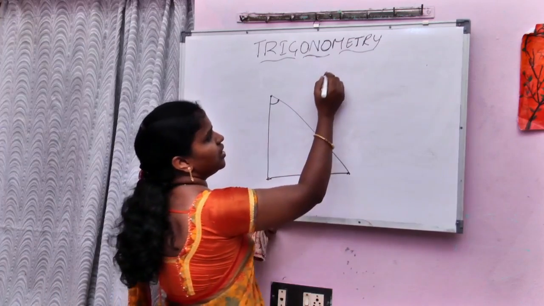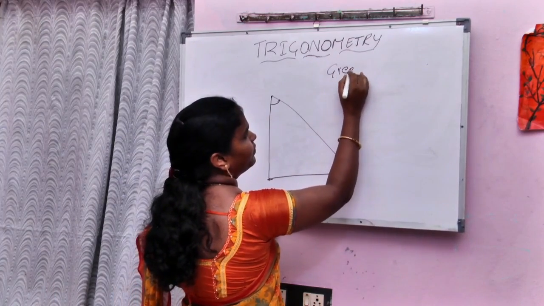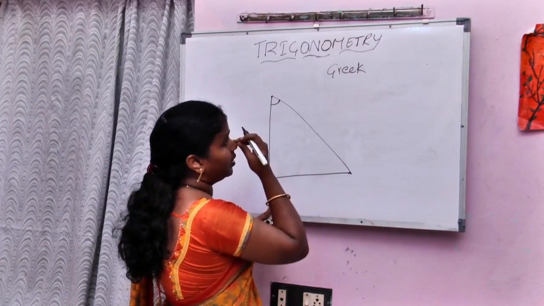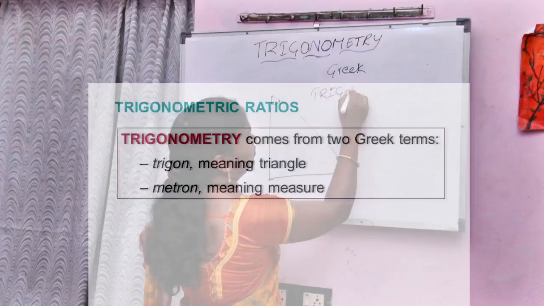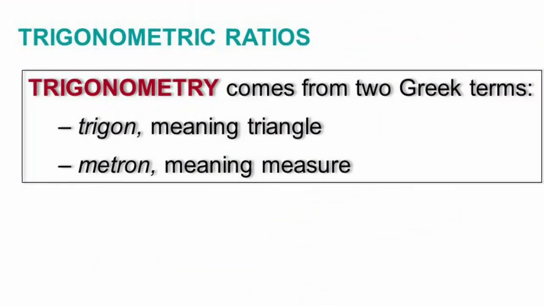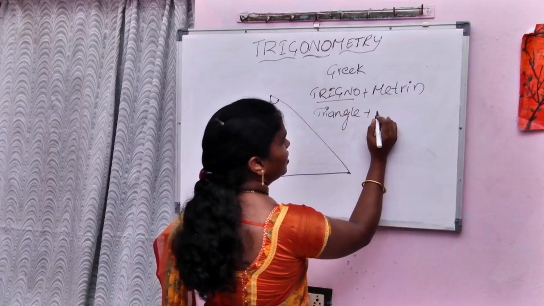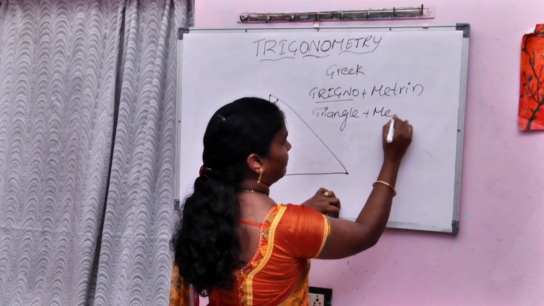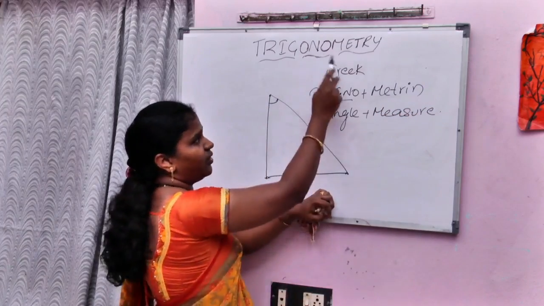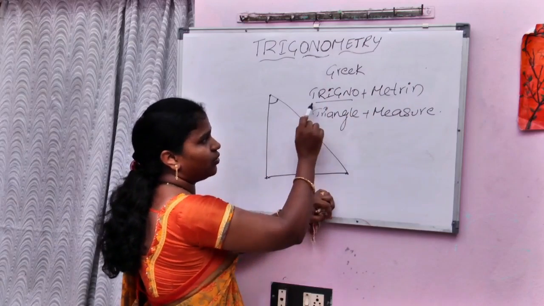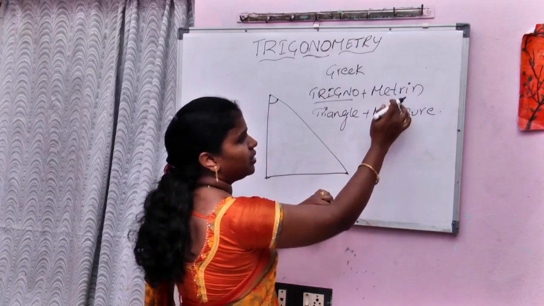So trigonometry is derived from the Greek words trigno plus metrin. Trigno is nothing but triangle, and metrin is nothing but a measure. Trigonometry is derived from the Greek words trigno and metrin. Trigno is a triangle and metrin is measure.